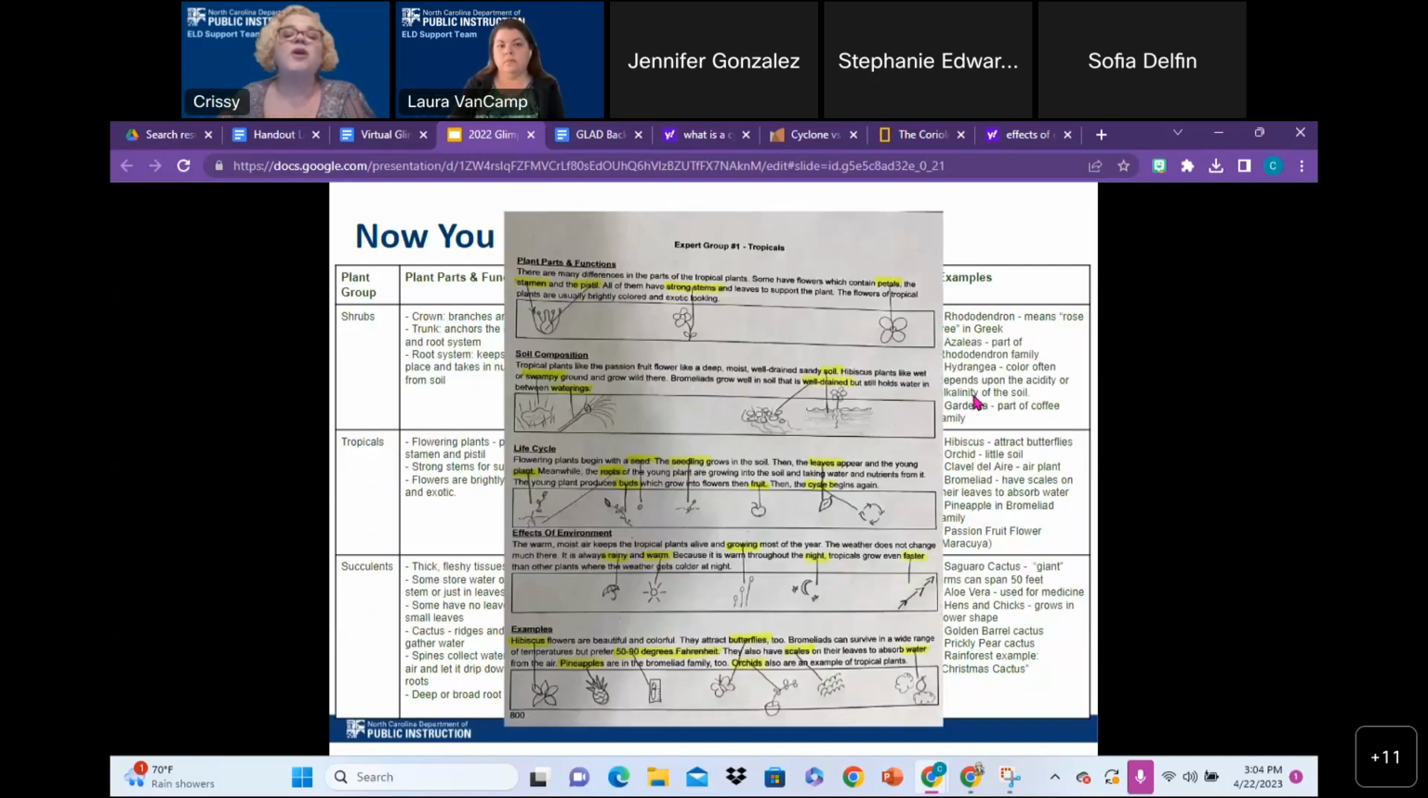And then we move into our reading and writing components, where our students are now able to take all the background information they've learned, all of the academic vocabulary, and apply it to a text that they're able to work through and comprehend.